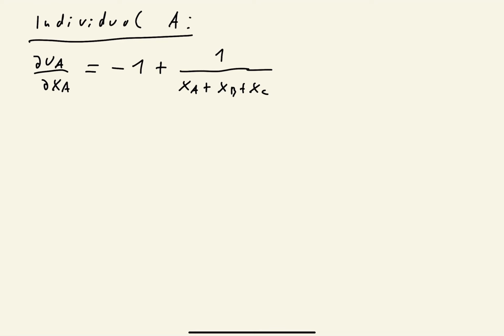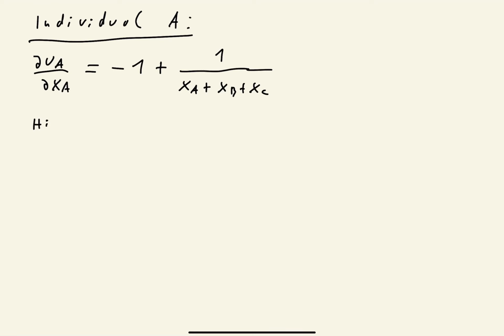And what you can see is that this expression is strictly negative if xa plus xb plus xc are larger than 1. Sorry, if they're larger than 1. So if they're larger than 1, then the marginal utility is negative if A is increasing his contribution. Therefore, his best response would always be setting an amount of 0, or his contribution should be 0. And when is this the case?